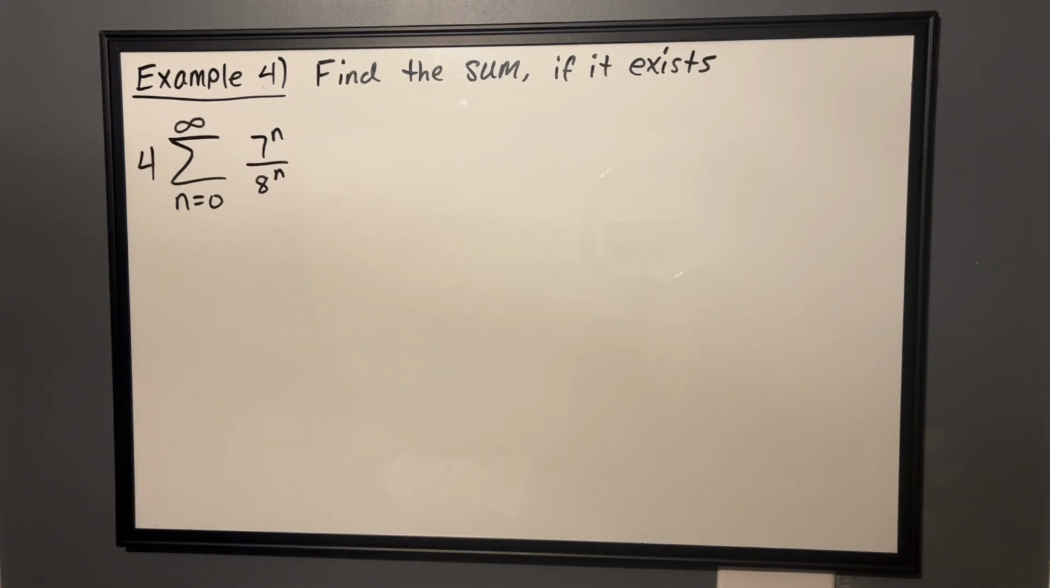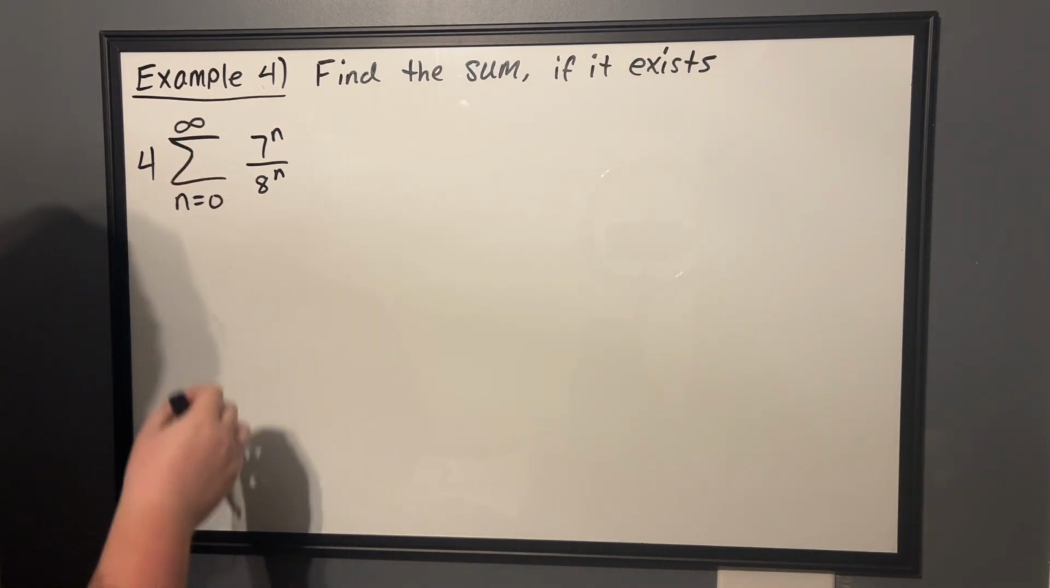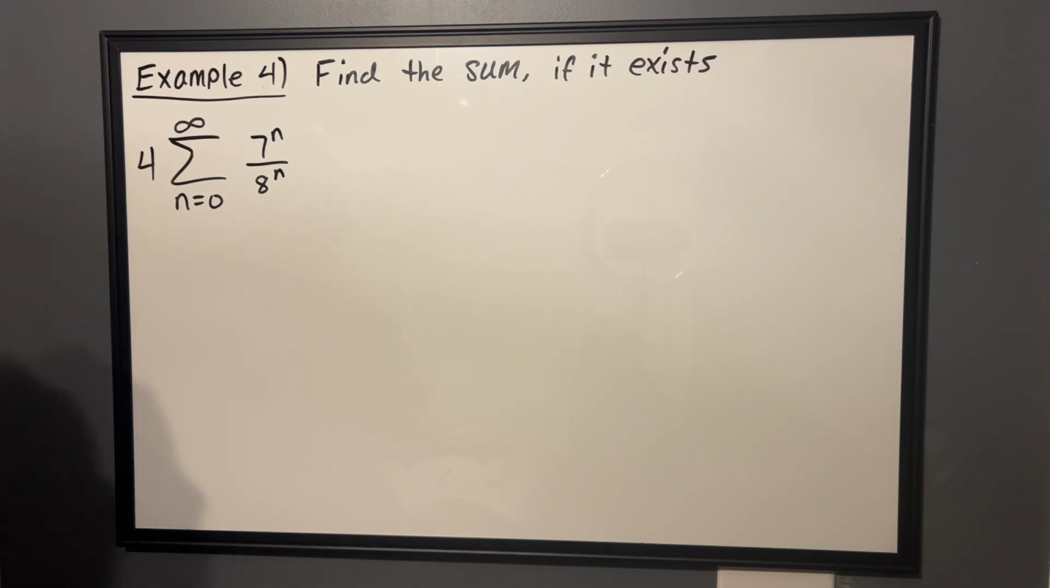Okay, so here we have example number 4. Again, we want to find the sum if it exists, and we have 4 times the series from n equals 0 to infinity of 7 to the n over 8 to the n. Now, if you want to pause and try this one, you're welcome to. We actually are going to do something a little bit different here, but it's pretty standard practice for these. So we're going to go ahead and get started right now.